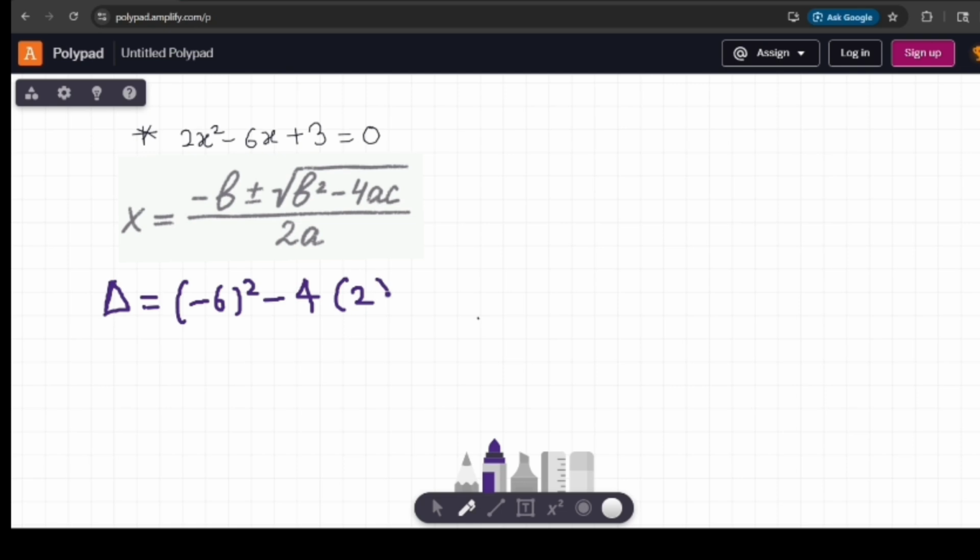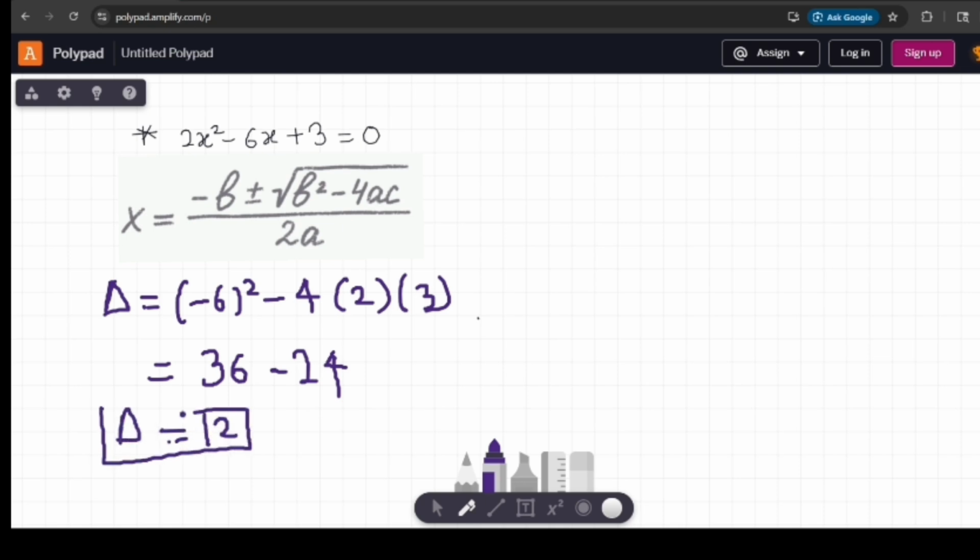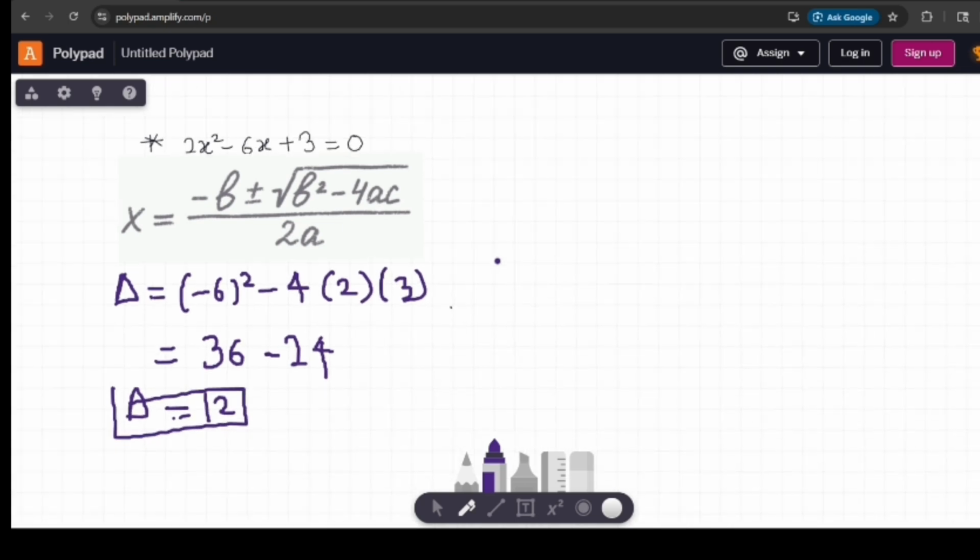So first we'll find the value of discriminant. You can either find the value of discriminant separately or solve it directly by substitution method. Here I will solve the discriminant first. So discriminant equal to b square minus 4ac. 6 square is 36 minus 4 2s are 8, 8 3s are 24. That gives us 12. So this value will be substituted in the formula.